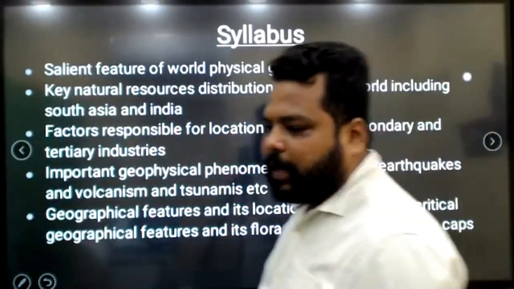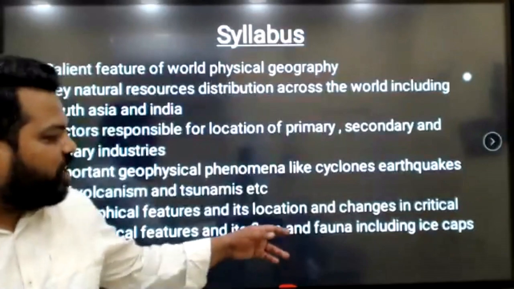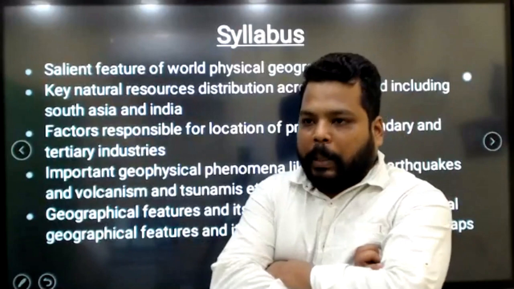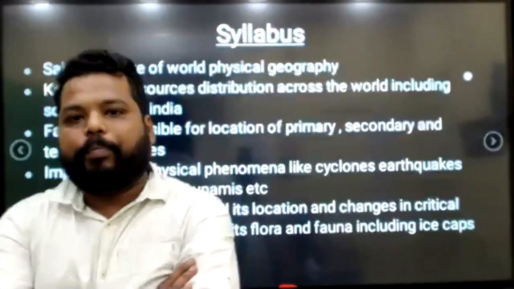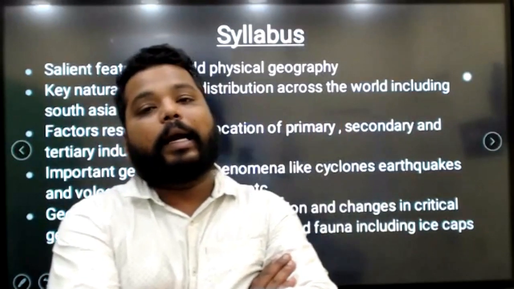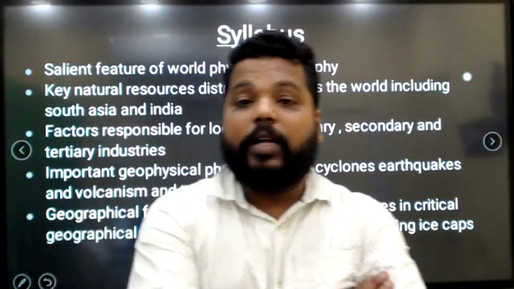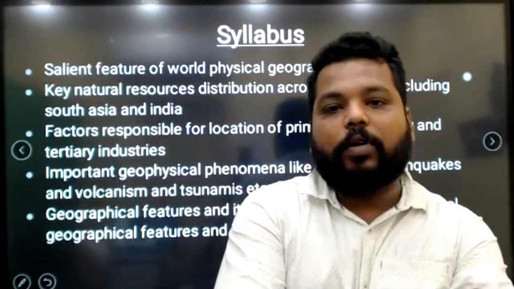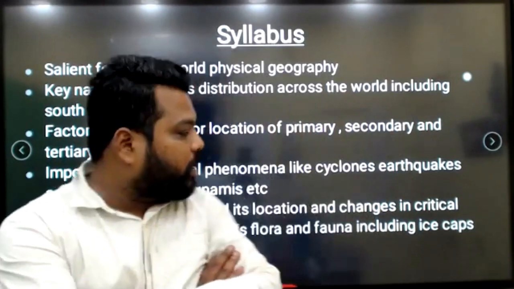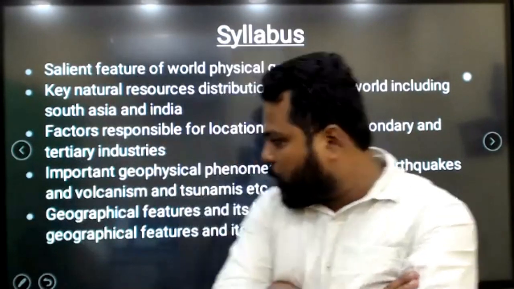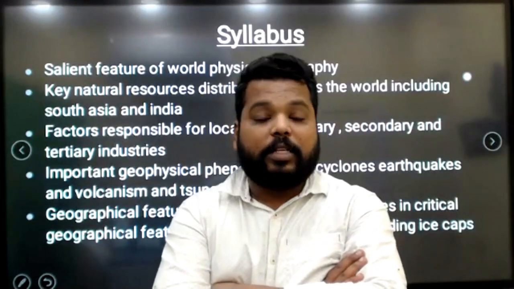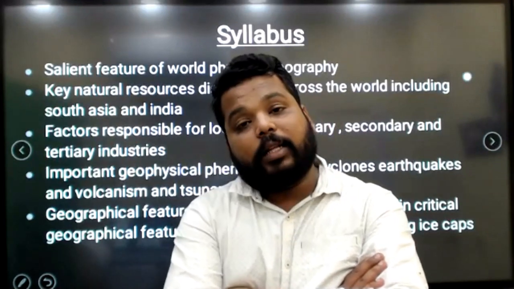Along with this line of syllabus itself, we have another line: changes in critical geographical features. Because of human settlement patterns, there was an influence on the Aral Sea, Lake Baikal, the Dead Sea, and along the Persian Gulf. So those changes in critical geographical features, and what are the reasons for such change and why the change has happened.